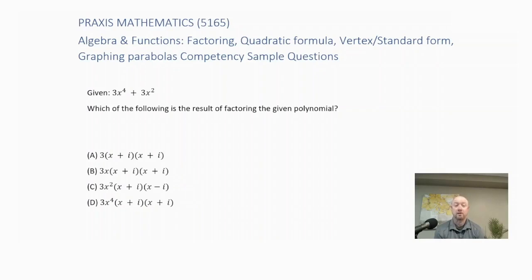Given 3x to the fourth plus 3x squared, which of the following is the result of factoring the given polynomial? All right, so the first thing I want you to do is look at the choices here. So all the choices are factored in complex form.